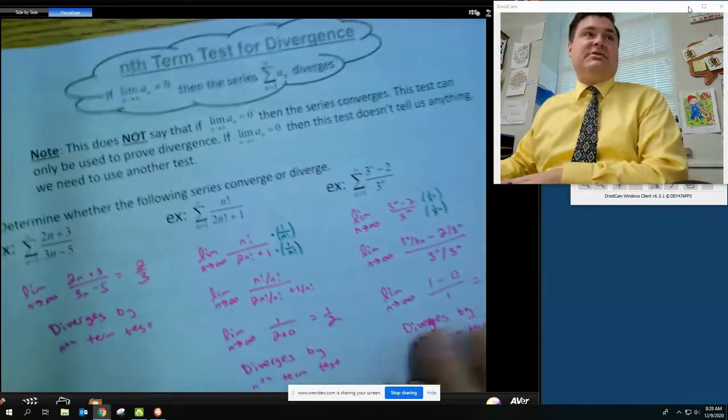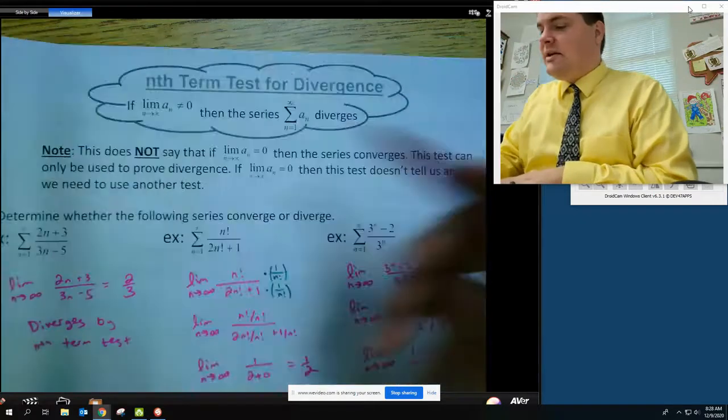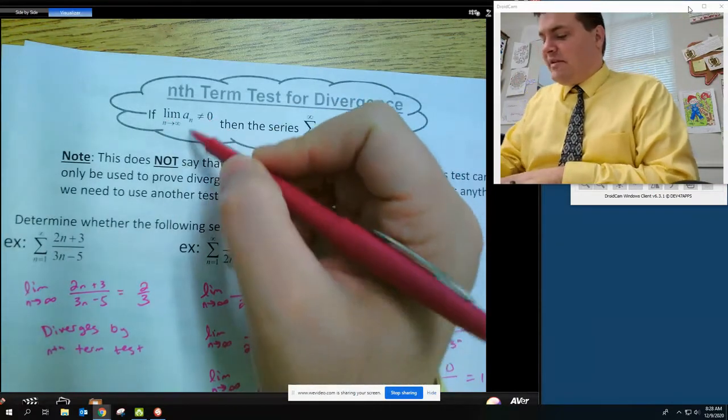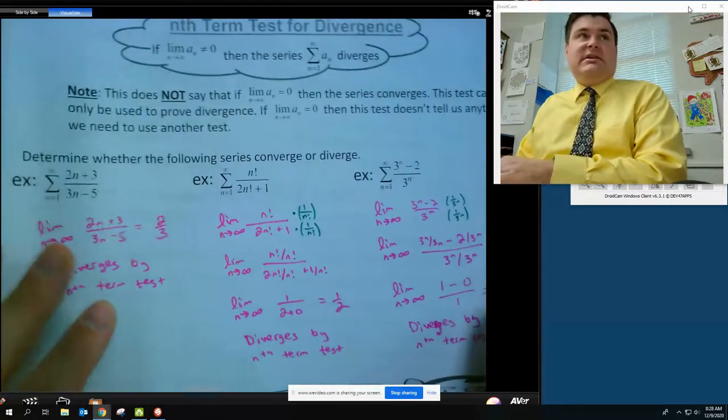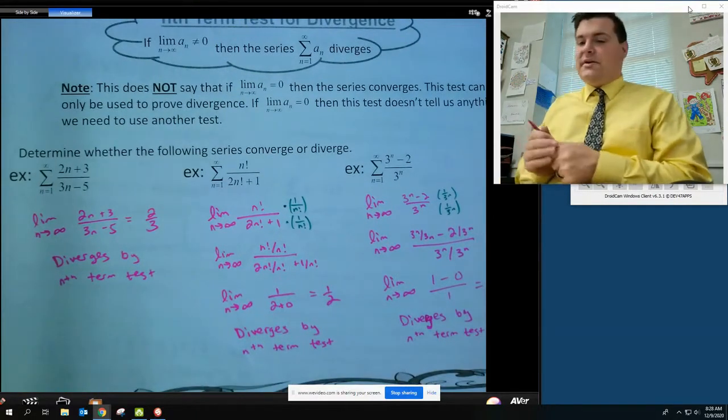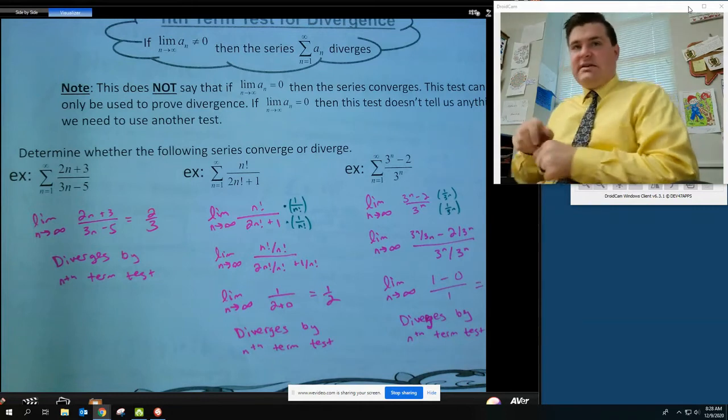And the last test we just learned here was the nth term test. You just have to take the limit of it. If it's not 0, then it's going to diverge. A lot of that you can just do mentally in your head, especially as we go forward learning more and more tests. And that's going to wrap everything up.